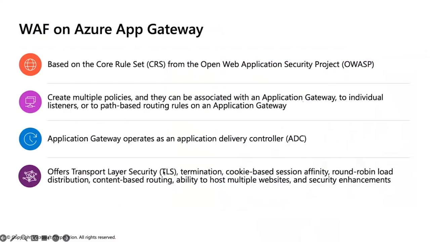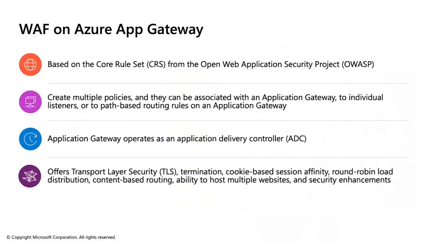This offers TLS (transport layer security) termination, cookie-based session affinity, round-robin load distribution, content-based routing, the ability to host multiple websites, multiple domain options, and security enhancements. Azure Application Gateway is a very advanced component that runs on OSI model layer 7 and gives you lots of benefits, lots of components in this.